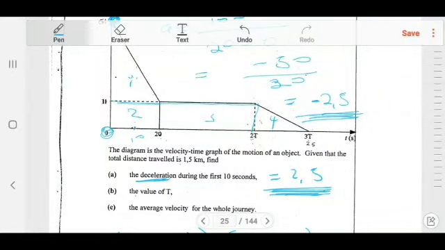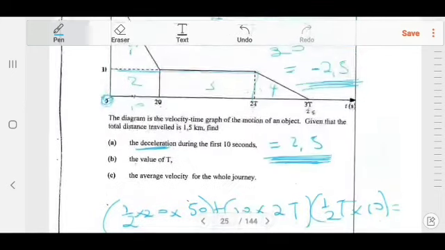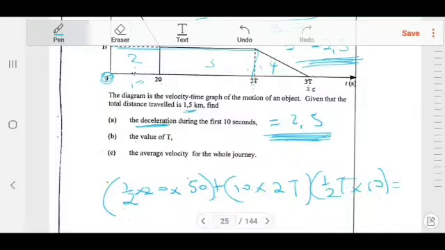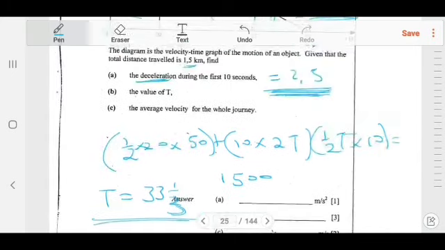Then this one is half t times 10, equals what? Equals this one that we're given, which is 1.5 kilometers, but you want it in meters, so it's going to be 1500. Then if you solve here, you're going to find that t equals 33 and a third. 33 and 1/3. This is what you would find there.